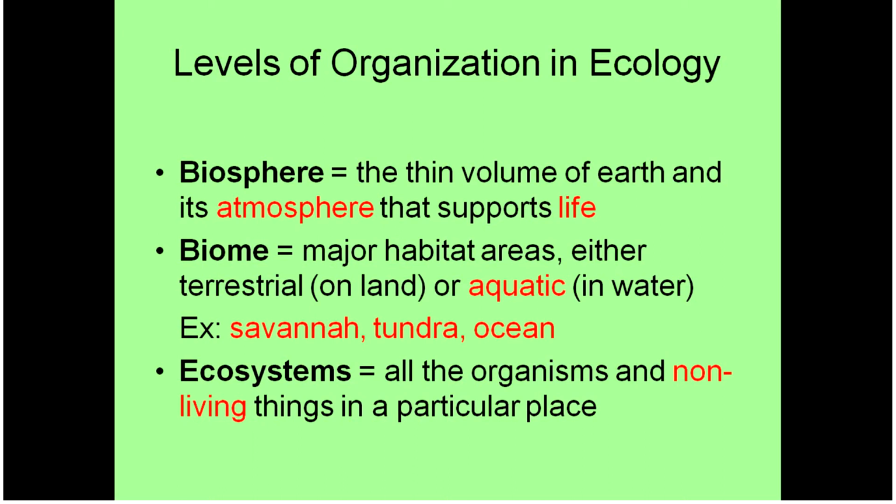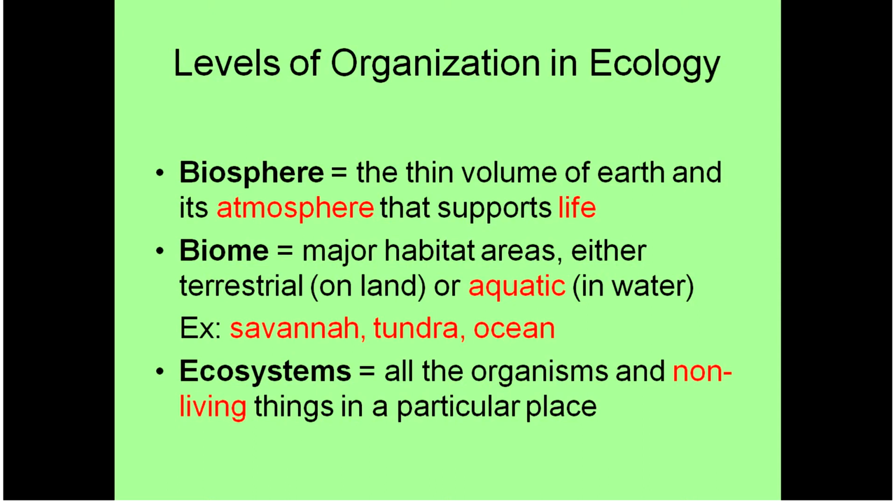Getting a little bit more specific from the biosphere level is the biome level, and those are going to be your major habitat areas. They could be terrestrial biomes or aquatic biomes. The examples that I've given here for terrestrial biome are the savanna and the tundra, but it also includes all the different forest biomes like temperate deciduous forest, the taiga or the boreal forest, which is made of mostly evergreen trees, and then the tropical rainforest. Aquatic biomes include the open ocean, but they also include estuaries and wetland ecosystems.